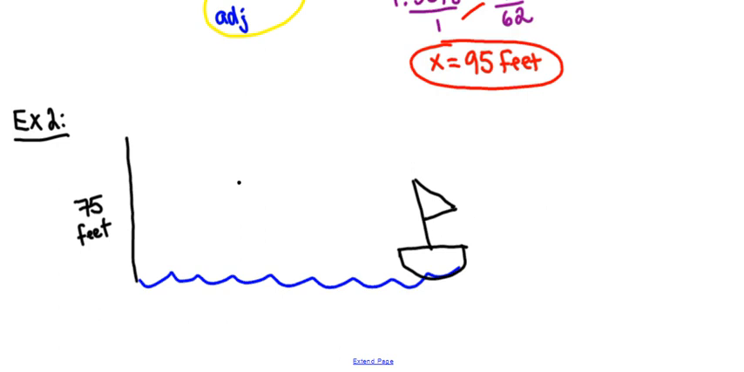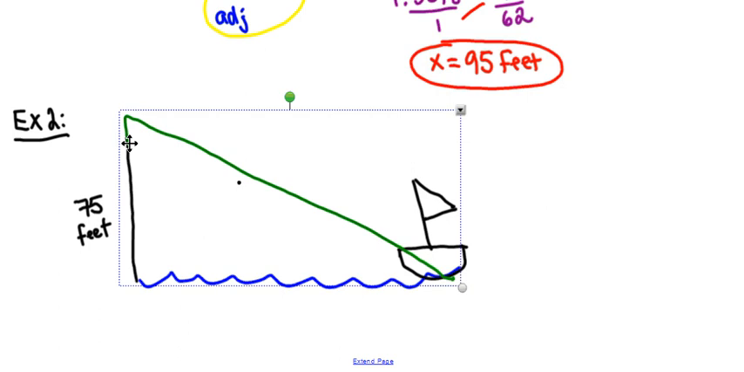And from this boat, we're going to measure up to the top of the cliff. And we find that when we measure up to the top of the cliff, that angle is 18 degrees. And in this problem, we want to determine how many feet that boat is away from crashing into our cliff.